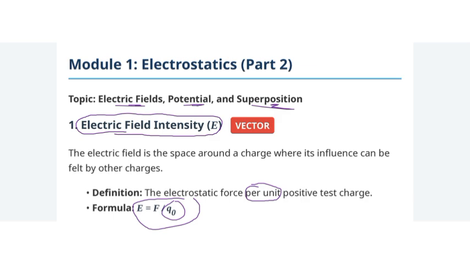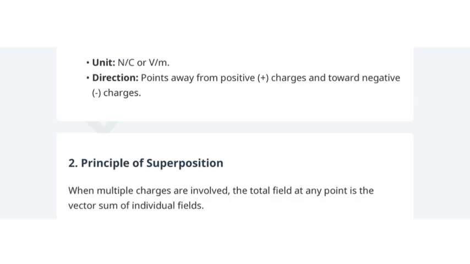The reason I'm giving this formula is so that when you are presented with questions, for example, they give you the positive charge and the electrostatic force and they tell you to find the electric field intensity, you should know what to do. You should know that electric field intensity is the force divided by positive charge. Okay, so let's move on. So we'll have that the unit is Newton per Coulomb or V per M.